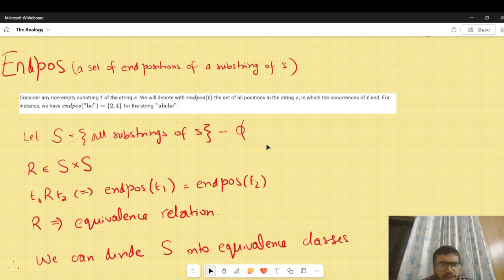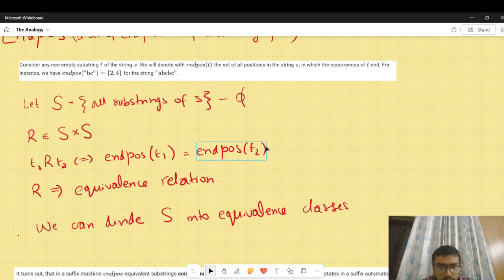So, let's try to play with it a little. Let S be the set of all non-empty substrings of S. Now we define a relation R on S such that T1 and T2 belong to R if and only if endpos of T1 is equal to endpos of T2. Now we can prove that R is an equivalence relation because if T1 equals T2 then it's reflexive, and because of the equality it's both symmetric and transitive.